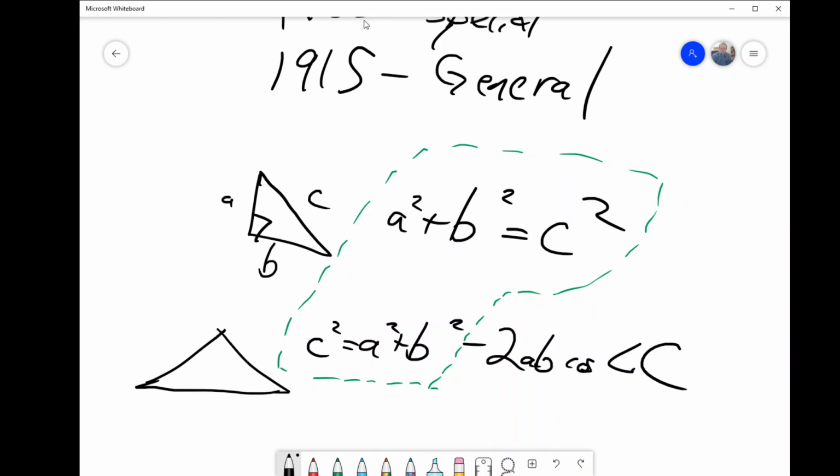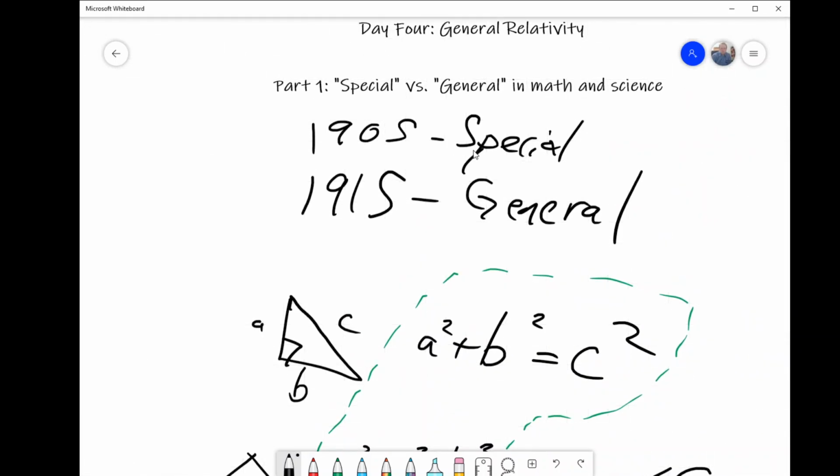So now that we have that distinction, we'll move on to part 2. And as we're moving on, I'd like you to consider this and ask yourself, well, what makes it special versus general? So what limitation have we seen so far in relativity that we may need to overcome?